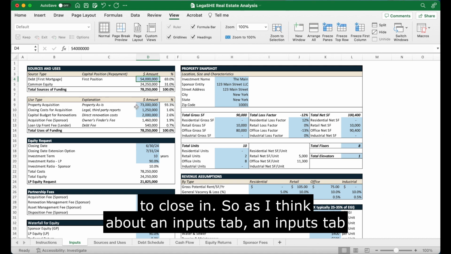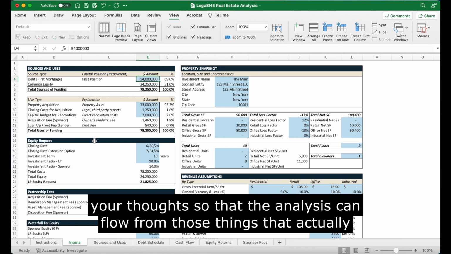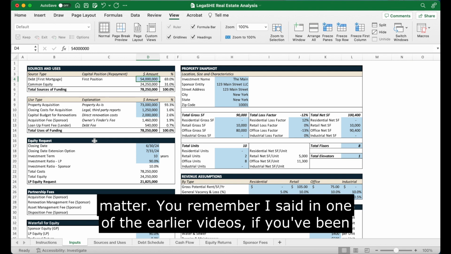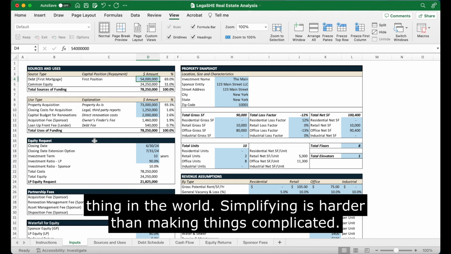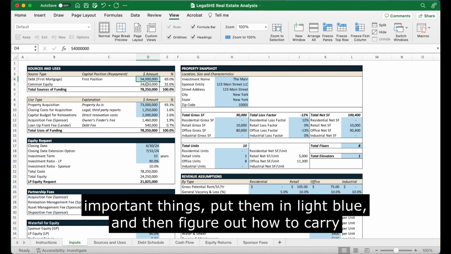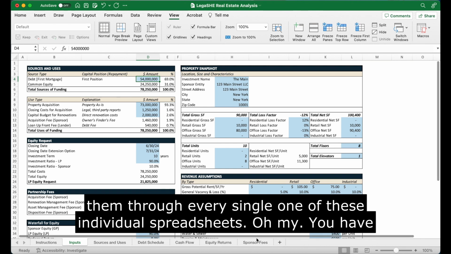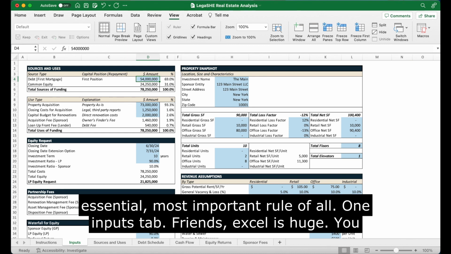Right? So an inputs tab is proof that you are able to simplify your thoughts and streamline your thoughts so that the analysis can flow from those things that actually matter. You remember I said in one of the earlier videos, if you've been following along with the journey, that to me simplifying is the most beautiful thing in the world. Simplifying is harder than making things complicated. Simplifying is genius. If you can figure out how to take only the most important things, put them in light blue, and then figure out how to carry them through every single one of these individual spreadsheets, oh my, you have gotten to level 8. Not 10 yet, but level 8. It is the most essential, most important rule of all.